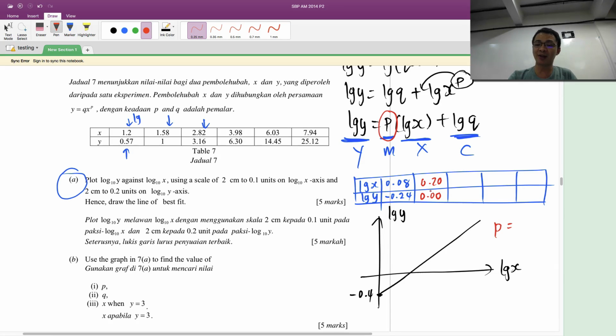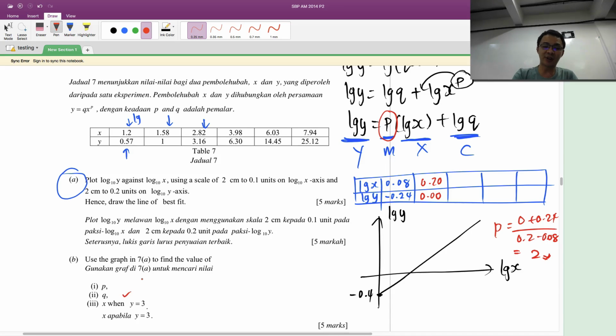So you use y minus y. So I can say 0 plus 0.24 over x minus x. So it's 0.2 minus 0.08. Then I can get my gradient easily. So it's 0.24 divided by 0.2 minus 0.08. So you get the gradient basically equals to 2. So your p is actually equals to 2. Alright, p is just the gradient. Okay, it's nothing very special about p.